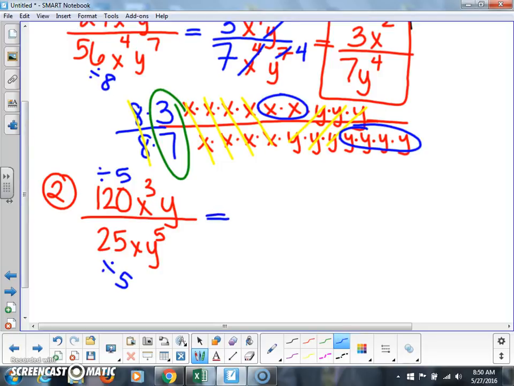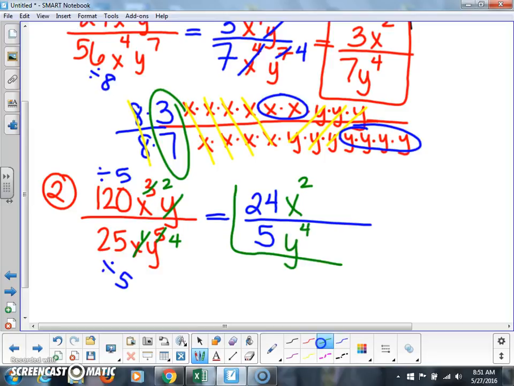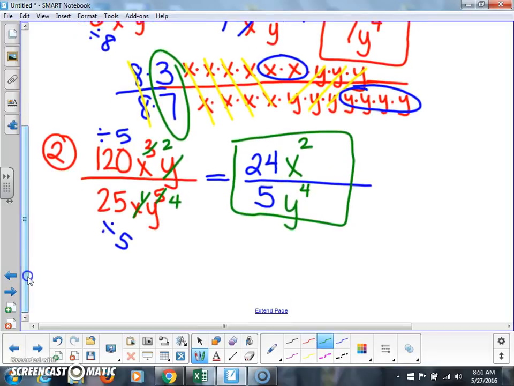What is 120 divided by 5? 24. What is 25 divided by 5? 5. Good. You have 3 x's in the top and 1 x in the bottom. How many are left if you take 1 from the top and 1 from the bottom? So you have x squared. You have 1 y in the top. You take away 1 from the bottom, so you're left with y to the power of 4. Okay, you have 3 x's in the top, 1 y, 1 x in the bottom, and 5 y's.